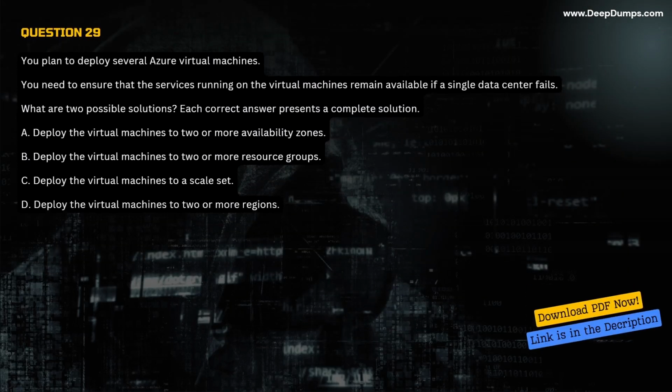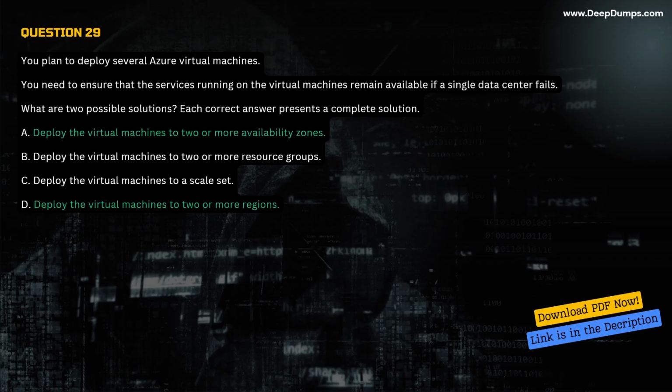Question 29. You plan to deploy several Azure virtual machines. You need to ensure that the services running on the virtual machines remain available if a single data center fails. What are two possible solutions? Each correct answer presents a complete solution. A. Deploy the virtual machines to two or more availability zones. B. Deploy the virtual machines to two or more resource groups. C. Deploy the virtual machines to a scale set. D. Deploy the virtual machines to two or more regions.